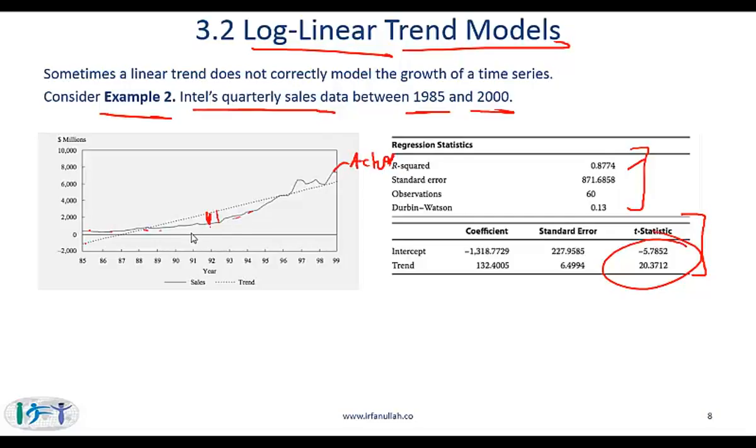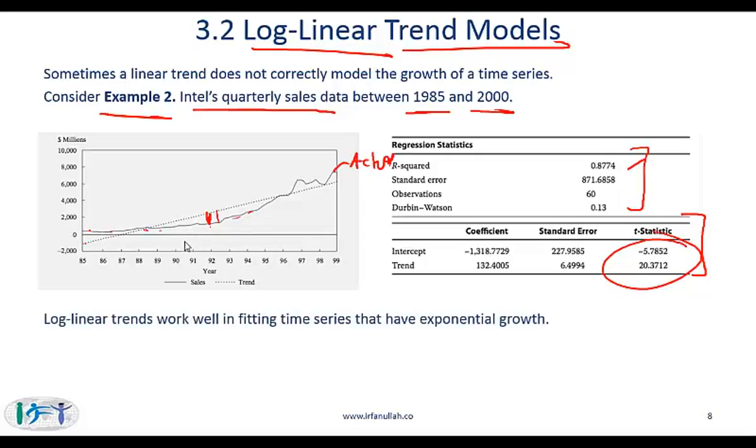So is there an autocorrelation issue? This is clearly an autocorrelation issue. Has a regression assumption been violated? It has. So is this model properly specified? No. So we need to do something else. What do we do? When we see something exponential, then we should use a log linear model. And in general, log linear trends work well in fitting time series that have exponential growth.